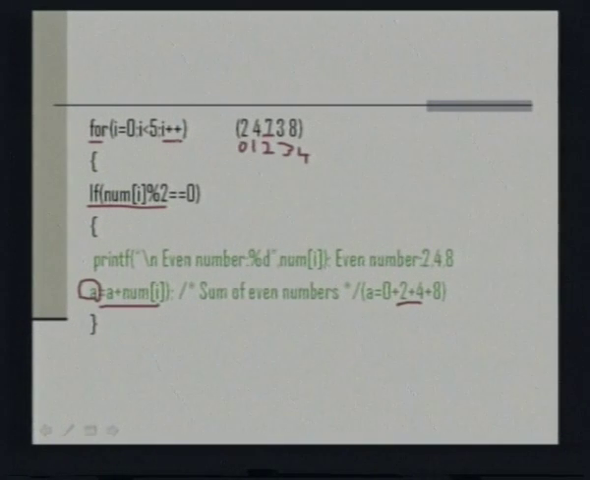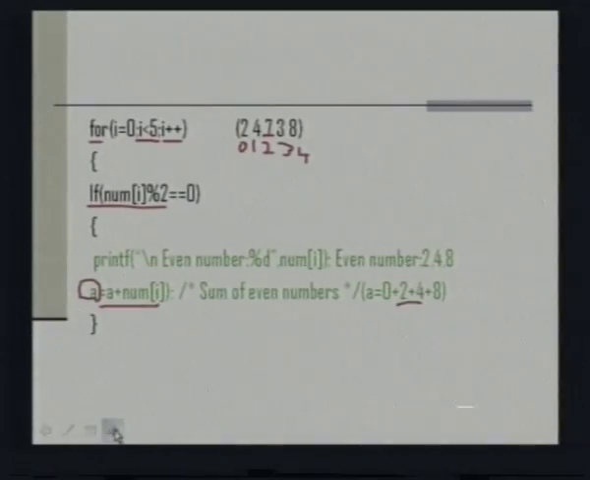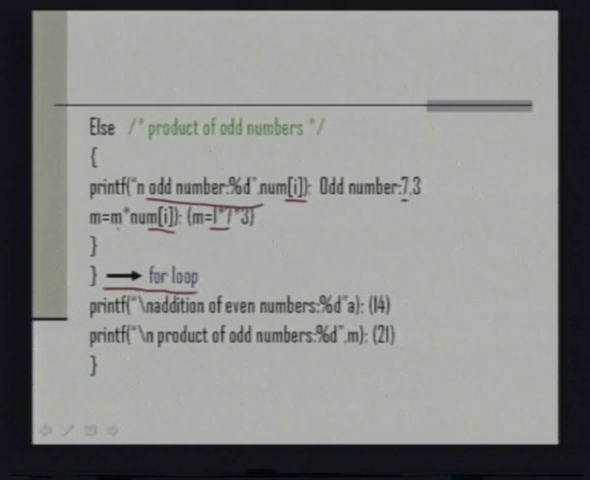Again increment the value of I to 5. So it will check this condition. 5 is not less than 5. So the for loop becomes false. So automatically control will come out of this for loop. So now m is holding the product of odd numbers and a is holding the sum of even numbers. So that is what is finally printed over here. A prints 14 and m prints 21.